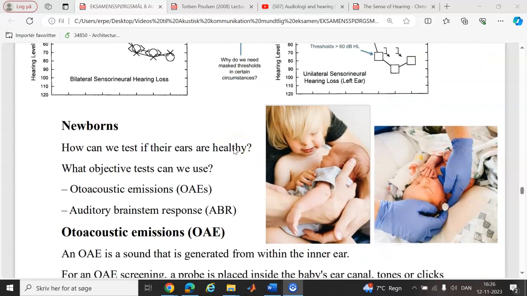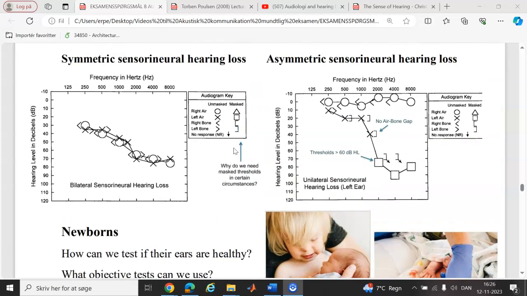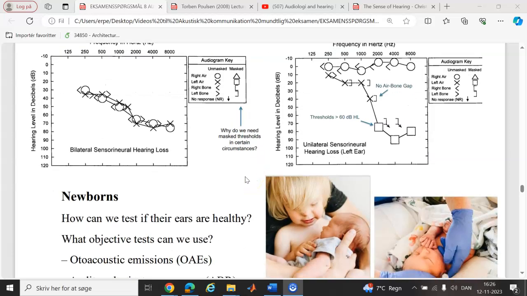Unilateral sensorineural hearing loss. Left ear. Here is the left ear.